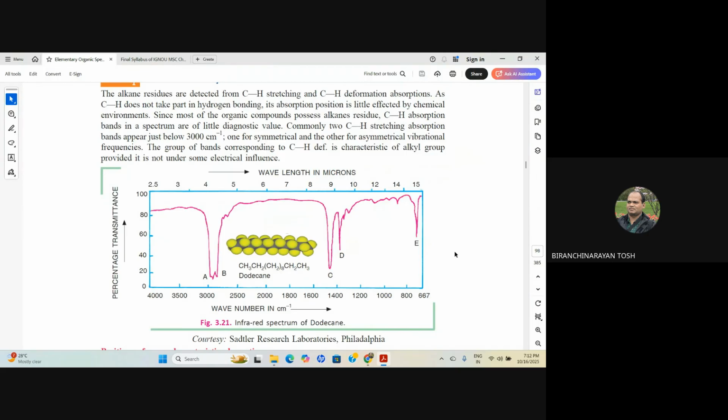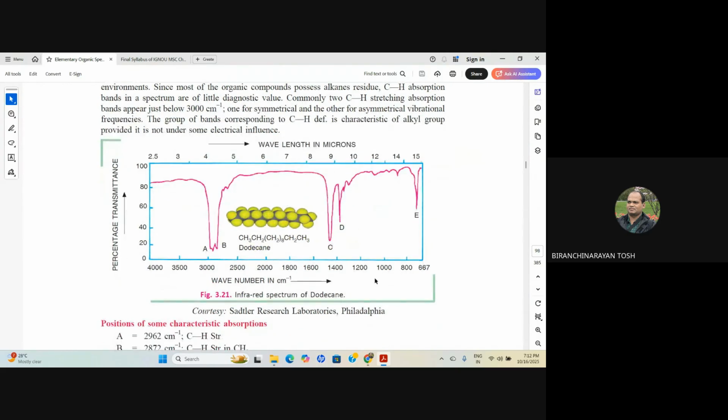So in an alkane or alkyl residue, we have only the CH bond, either CH stretching or CH deformation. Deformation means bending. Okay, let's go. Commonly there are two types of CH stretching absorption, and they appear just below 3000, that is around 2900.